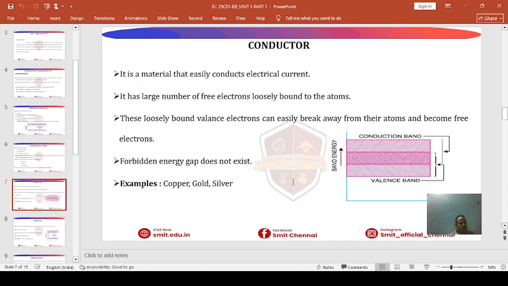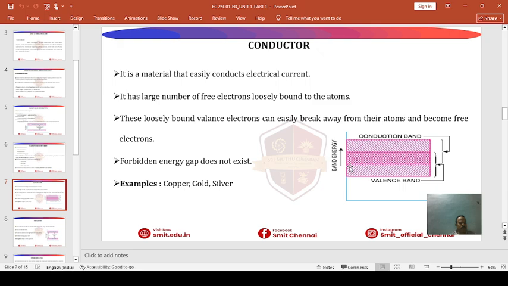Next, we are going to see about the conductor. A conductor is a material that allows the electric current to flow easily. Conductors generally have a large number of free electrons. The free electrons move easily when the voltage is applied. Conductors have no forbidden gap. That is a very important point. There is an overlapping of the conduction band and valence band, which you can visibly see from the diagram. Typical examples include copper, silver as well as gold.